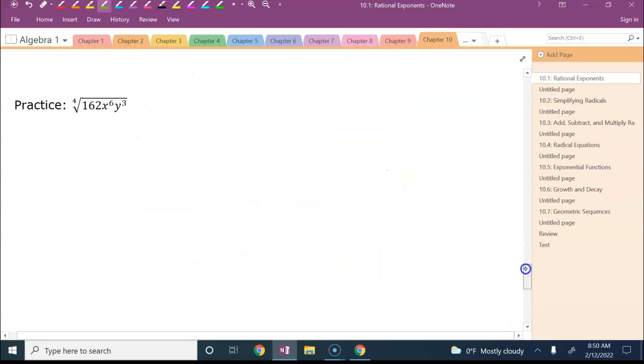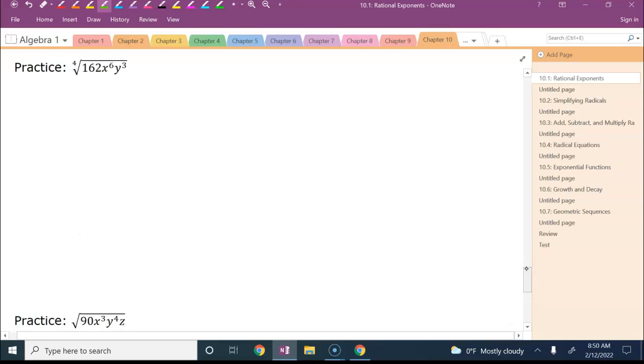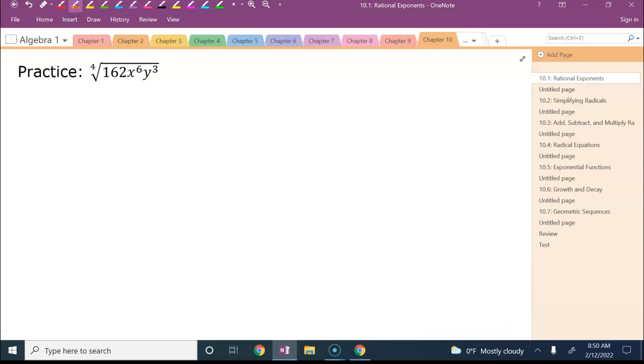So there's a couple practice problems. There's this one and there's this one. I want you guys to go ahead and try to do both of them. So pause your video and work through those examples, and then when you're ready to see if you got them right, go ahead and keep watching and I'll show you the solutions.